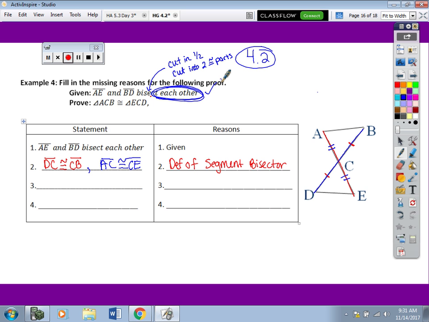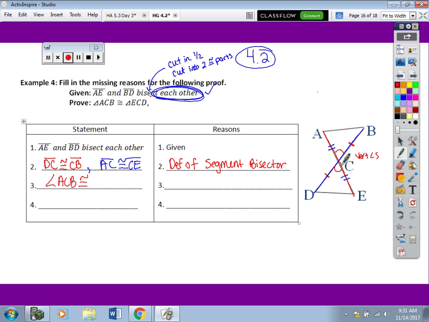Now I have to look at the picture and see what else I know. I don't have a shared side, but I do see some angles. I see vertical angles, so I can mark those. I cannot call them angle C though because there's multiple angles touching C. So I could call this angle ACB or BCA. So angle ACB is congruent to either ECD or DCE.